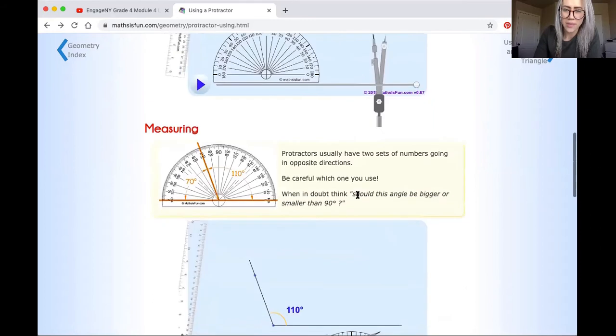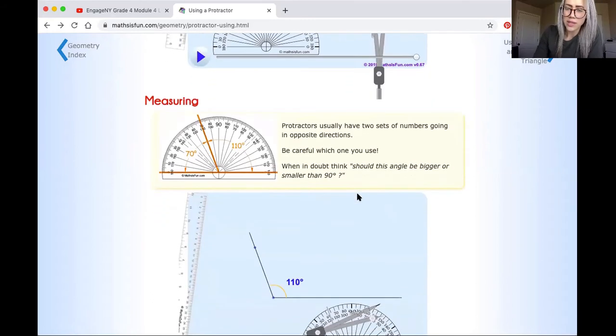It's 50 degrees. It says protractors usually have two sets of numbers going in opposite directions. Be careful which one you use. When in doubt, think, should this angle be bigger or smaller than 90 degrees? So anytime I forget 90 degrees, oh yeah, it's the L shape. And if it's going to be bigger than 90 degrees, it's going to be an obtuse angle. But if it's smaller than 90 degrees, it'll be the acute angle.